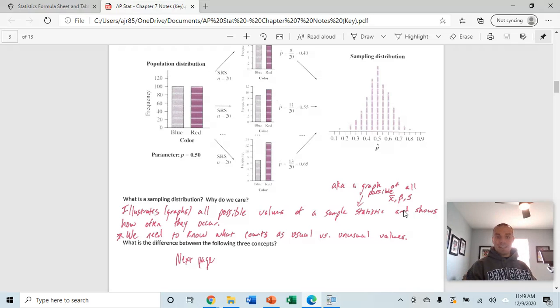So again, what is a sampling distribution? It illustrates or graphs all the possible values of a sample statistic and shows how often they occur. We need to know what counts as usual and unusual. We can determine that by looking at the graph. So in simplest terms, you want to think of a sampling distribution as the graph of all possible either X bars or P hats or S's.